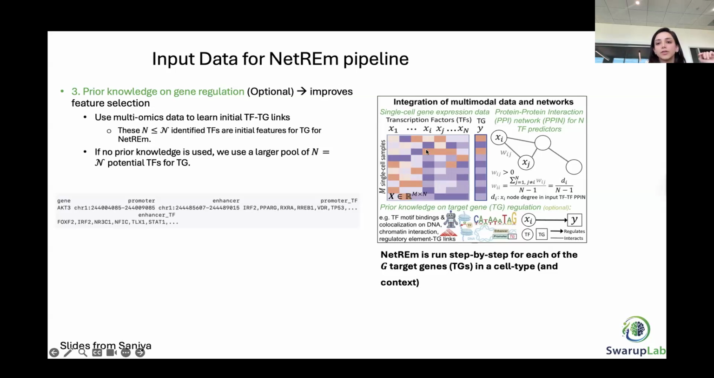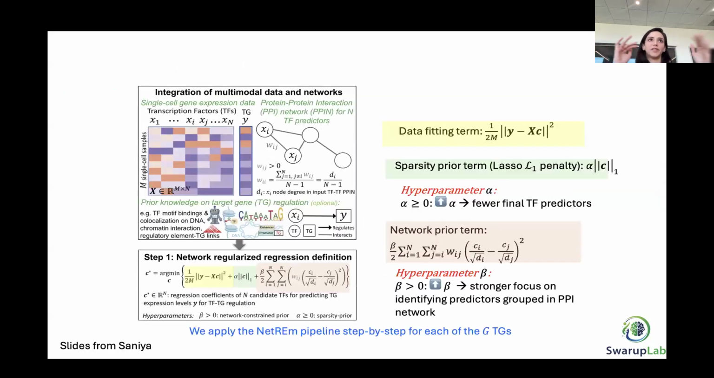One thing to take note of here is that the steps happen for every single gene. So however many genes you have, NetREm will run through all of the transcription factors for that gene. So you get a network of how transcription factors may be regulating genes, and get a network for that.